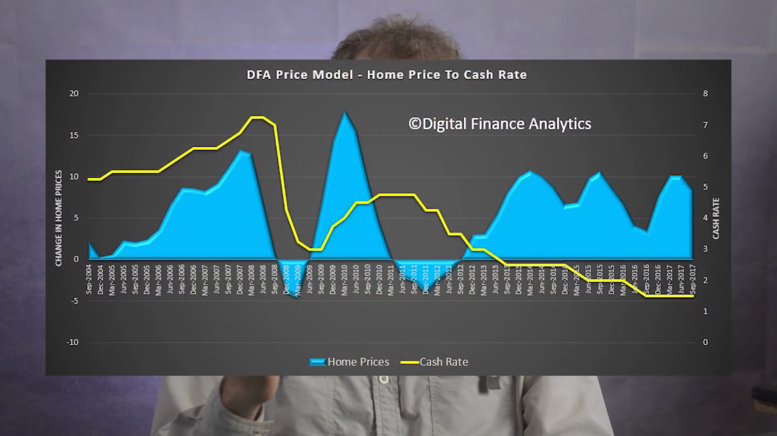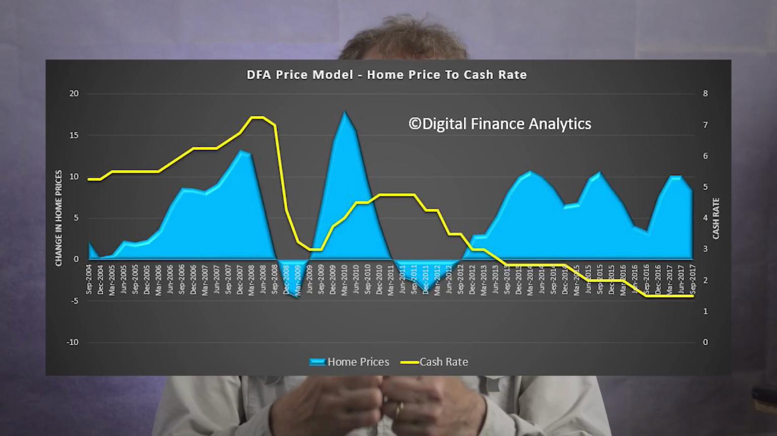Here we see a linkage, in that as interest rates are cut, home prices expand. But this also suggests that should rates rise, home prices will fall. And here is the reason.